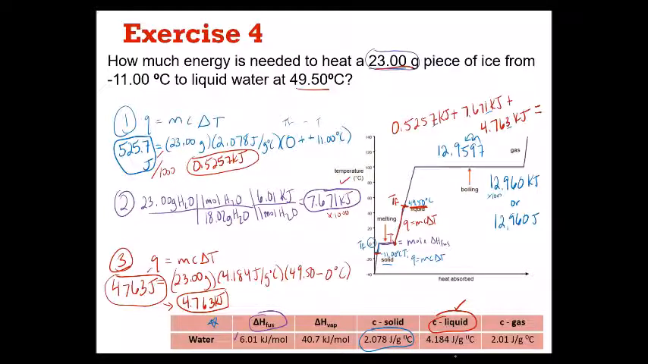So either or is fine, but just pay attention if they designate whether it should be in kilojoules or joules, that you go to the right particular unit there. But yeah, these are very long problems. Most of the time I've seen them be more like two steps. Have you warm it and then melt it, or warm it and then vaporize it, not necessarily doing three steps in an AP problem. So keep that in mind.